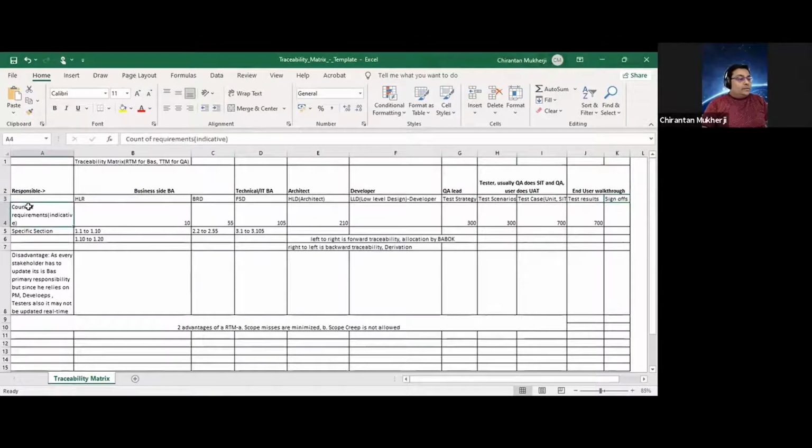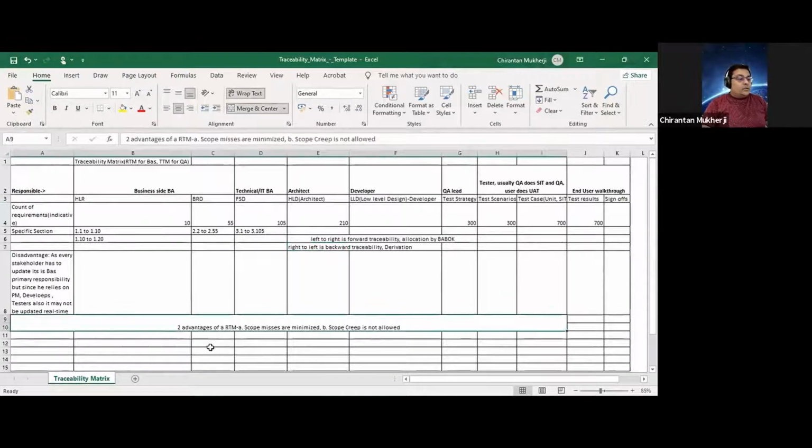Right. So going from left to right is known as forward traceability. So if you are tracing high level requirements to BRD, it is known as forward traceability. And going from right to left is known as backward traceability. See, it is given here also. Right to left is backward traceability, which is derivation. Left to right is forward traceability, which is allocation, as given by BABOK.